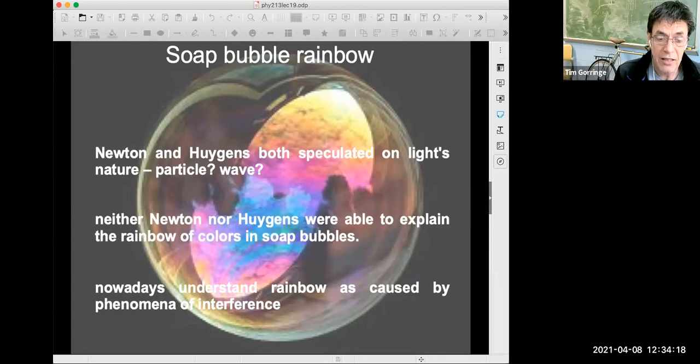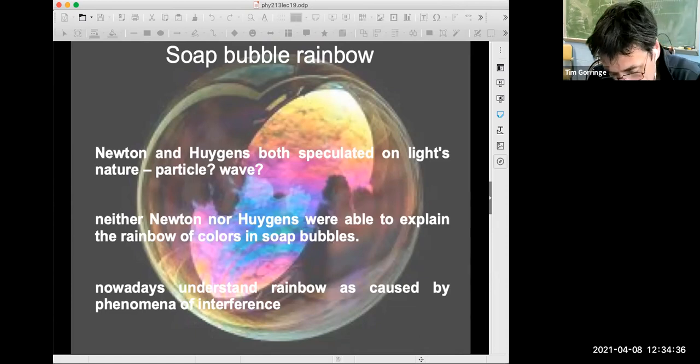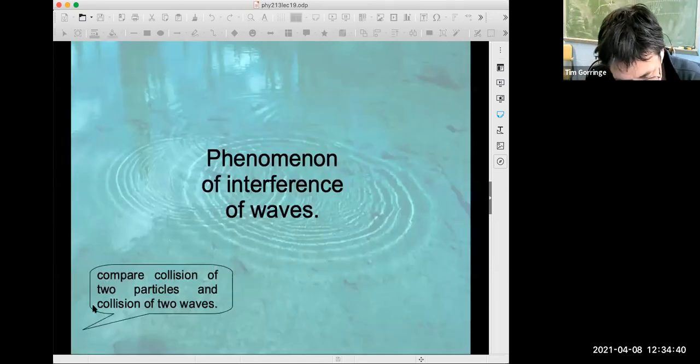Nowadays, we understand this rainbow of colors in soap bubbles as due to an effect called interference. It's interference of light. It's a wave property of light. And so that's the background for today's class. So let me start with this phenomena of interference.